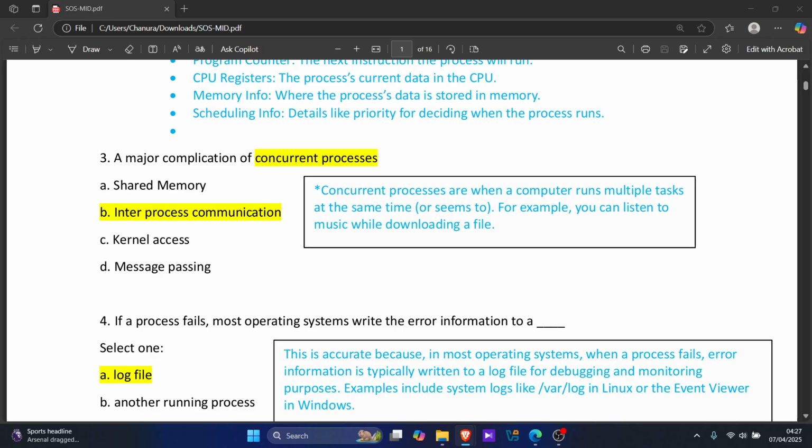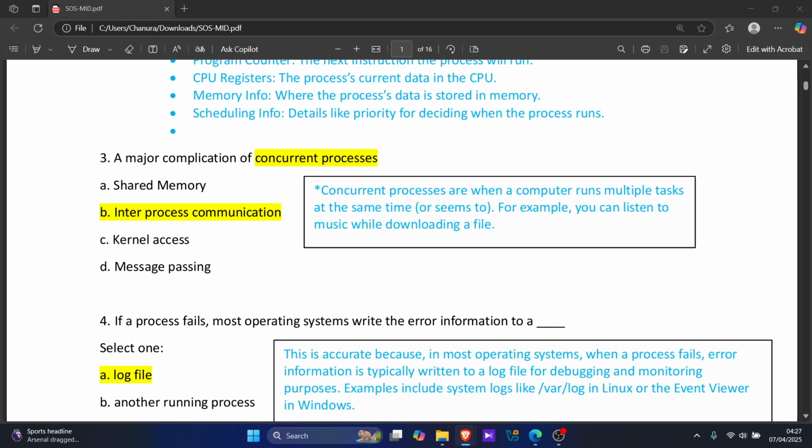The key issues with concurrency are usually about synchronization and race conditions. When processes share memory, they can interfere with each other, leading to unpredictable results. That's a fundamental problem. So the answer might be A, shared memory. But wait, the question is phrased as a major complication of concurrent processes. So it's not asking which method is used, but which is a problem.